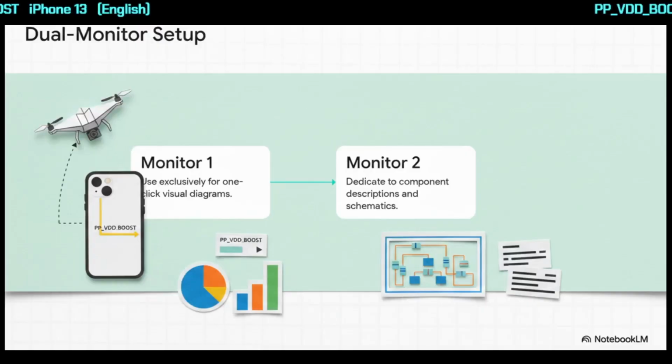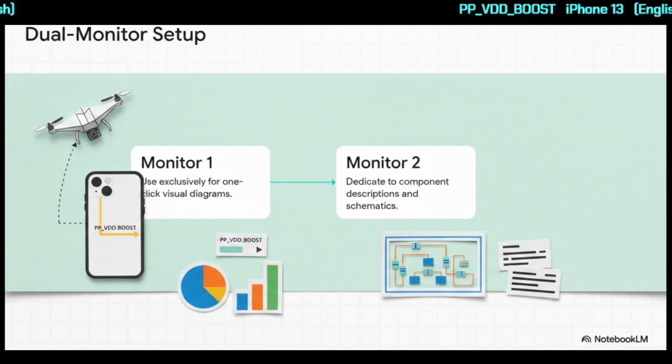To make that drone flight nice and smooth, our source offers a really fantastic practical pro tip, and that is setting up a dual monitor workstation. Step 1. Use one monitor exclusively for your one-click visual diagrams. And Step 2, dedicate your second monitor entirely to the component descriptions and schematics. This simple setup drastically speeds up your diagnostic workflow, keeping you from getting totally lost in that schematic landscape because you aren't constantly tabbing back and forth.